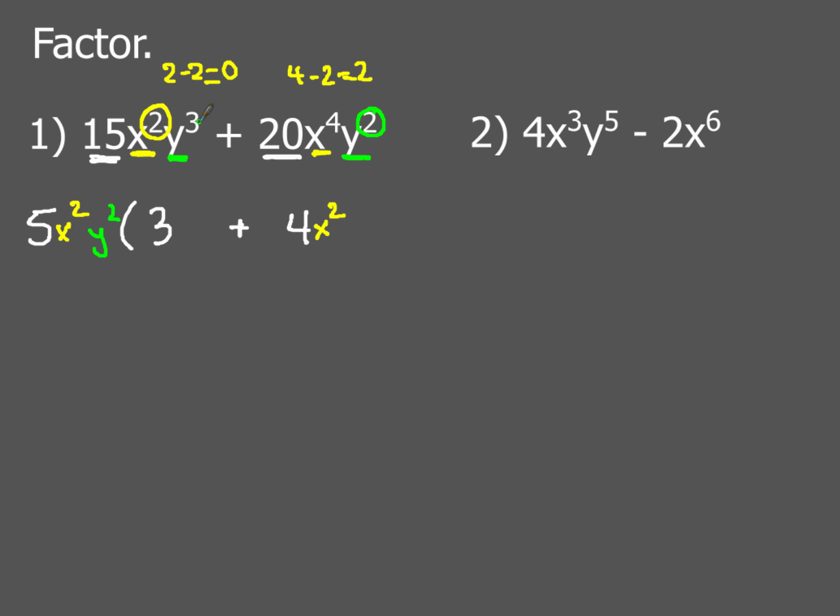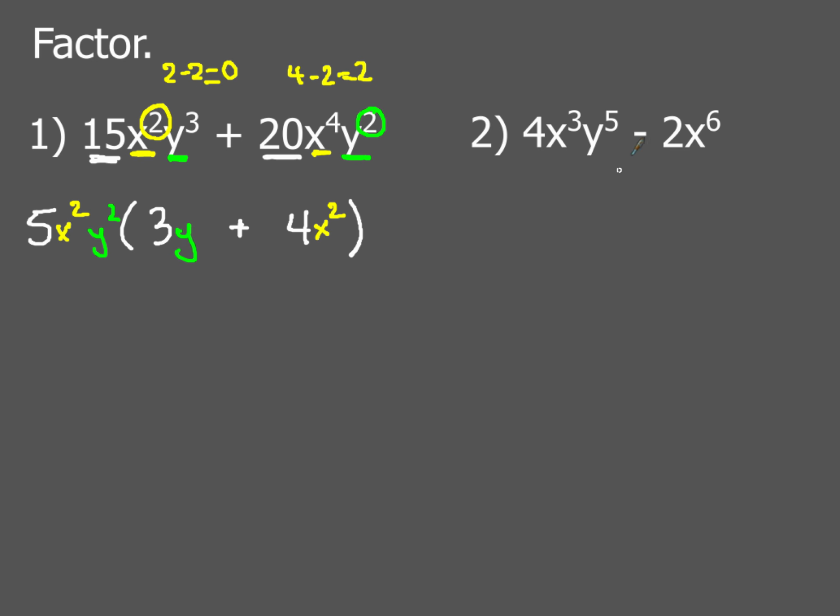And y squared goes into y cubed, so that's just going to be y to the first power. But since it's to the first power, we don't write the 1 as an exponent. And then y squared goes into y squared just once, so we're not going to have to write that. y squared divided by y squared is just 1. So that first polynomial factors into 5x squared y squared times the quantity 3y plus 4x squared.